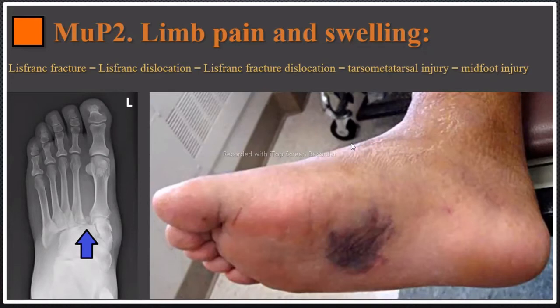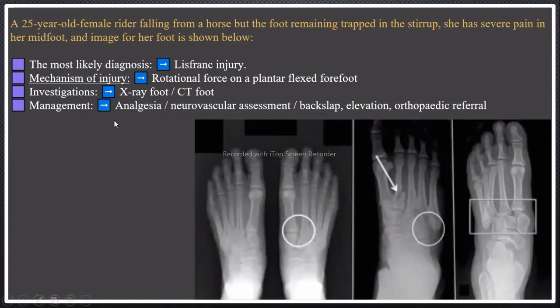Okay. If they mention in the scenario and they did not give you X-ray or image, and they mention in the scenario the patient has ecchymosis midfoot, what is the diagnosis? Lisfranc. Okay. So expect that. It can give you whatever X-ray, whatever image, or nothing of them, but they will mention the patient has ecchymosis in the foot. So they can give you scenario and the most likely diagnosis. So, for example, Lisfranc injury.